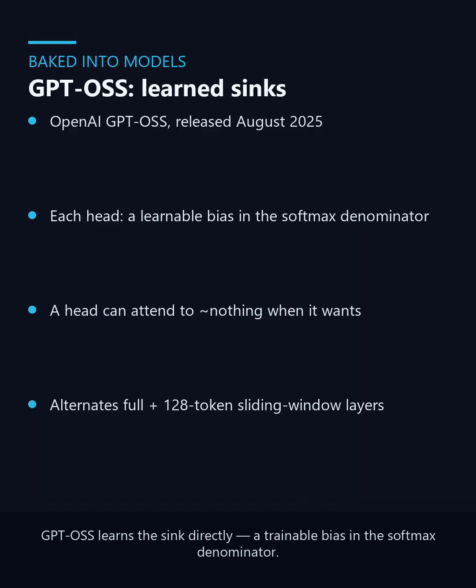The idea is now baked into new models. OpenAI's GPT-OSS, released in August 2025, gives every attention head a learned attention sink, a trainable bias added to the softmax denominator. That lets a head attend to almost nothing when it wants, instead of being forced to dump attention onto real tokens. Paired with alternating full and sliding window layers, it makes sink behavior an explicit, learned part of the architecture rather than an accident.